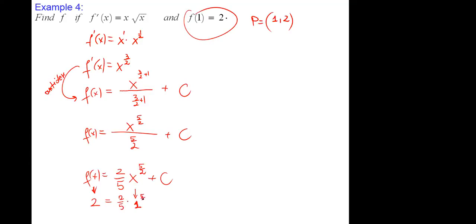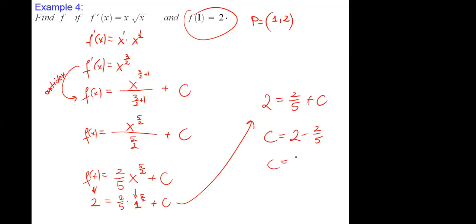I can copy this. This is 1 to the power of 5/2, which is always 1. Okay? And let's see what we will have. 2. 1 to the power of any number is 1. And then I can solve for the constant c. 2 minus that fraction, which is 1 and 3/5, and I can write 8/5.